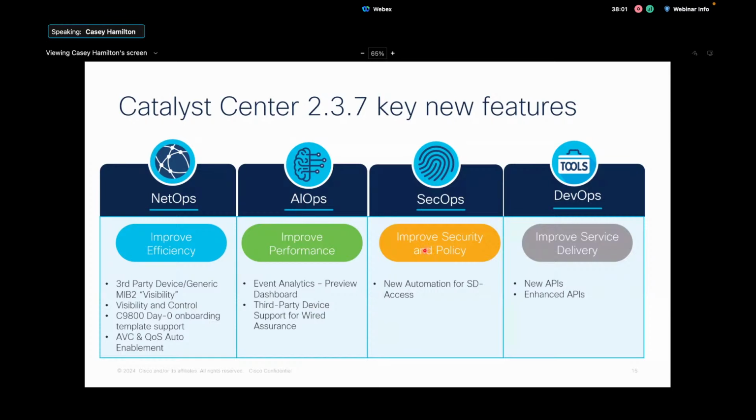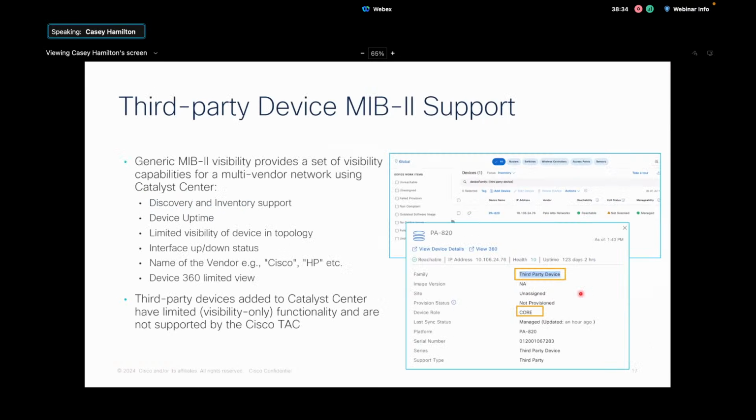Then we'll jump over to SecOps to improve security and policy, where we cover the new automation for SD-Access. We'll cover the new dashboard that's present in 2.3.7, and also the ability to revert back to the old dashboard. And we'll go over a little bit of the workflows for SDA that have been added to the new dashboard. And next, we'll go to DevOps to improve service delivery. We'll cover the new APIs that have been released in the 2.3.7 release. So let's start with NetOps.